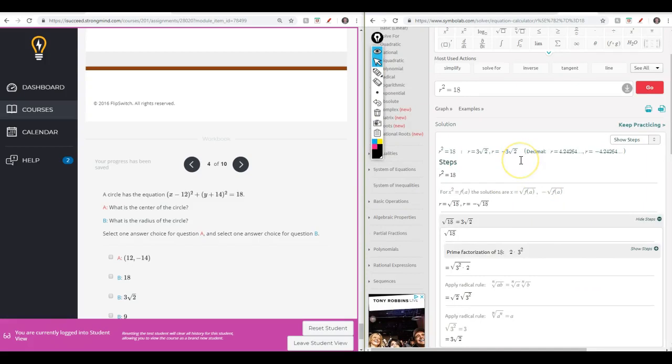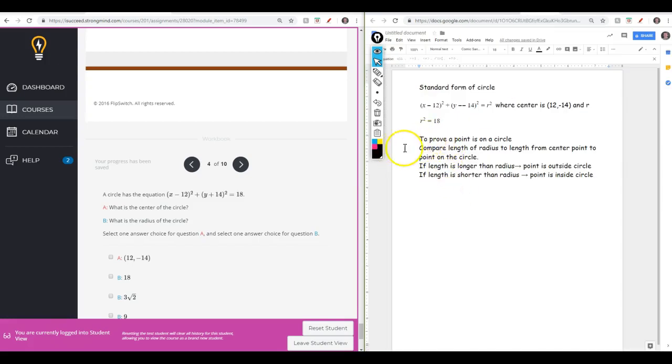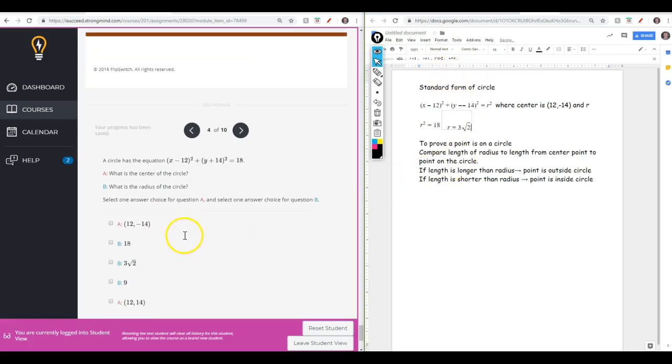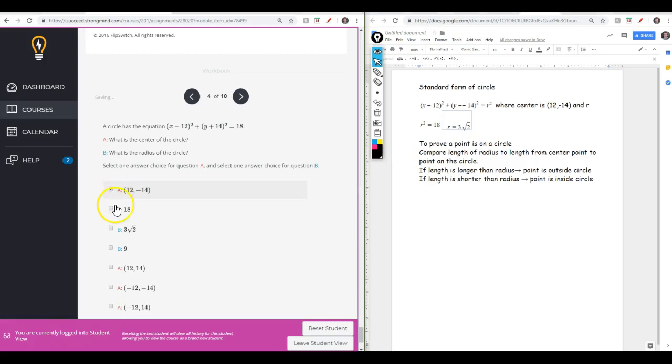So again, we're going to ask ourselves, radius is a length, and lengths are positive numbers. So the radius is about 4.2 decimals. That's rounded. An exact length, it is 3 square roots of 2. So our radius is equal to 3 square roots of 2. So the center is (2, negative 14), and the radius is 3 square roots of 2.